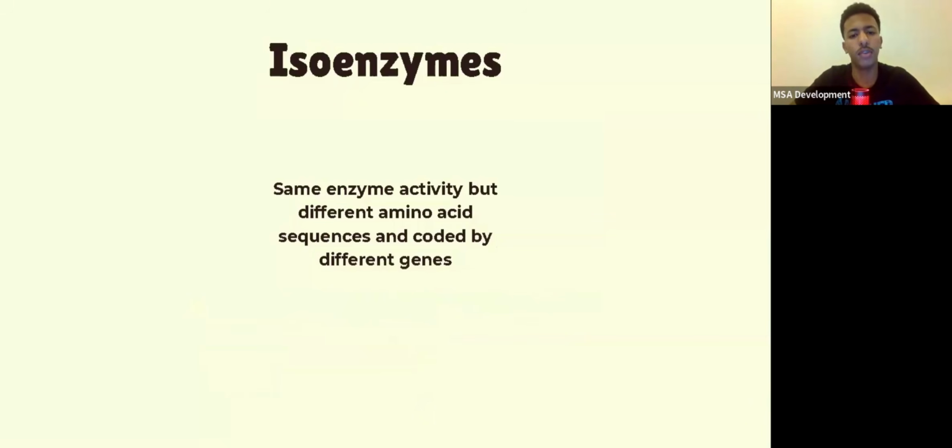Now let's talk about isoenzymes. In one line, they're the same. They have the same enzyme activity, but they have different amino acid sequences, and they're coded by different genes. Remember this: same enzyme activity, but different amino acid sequence, coded by two different genes.